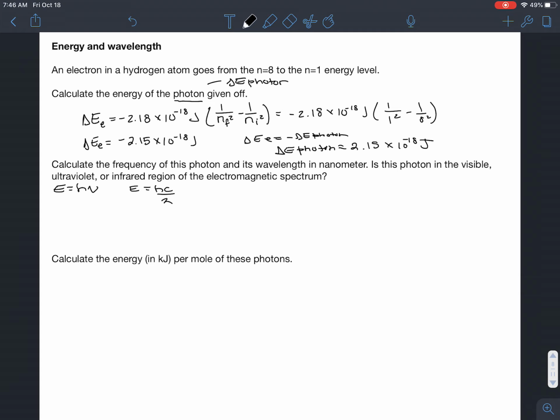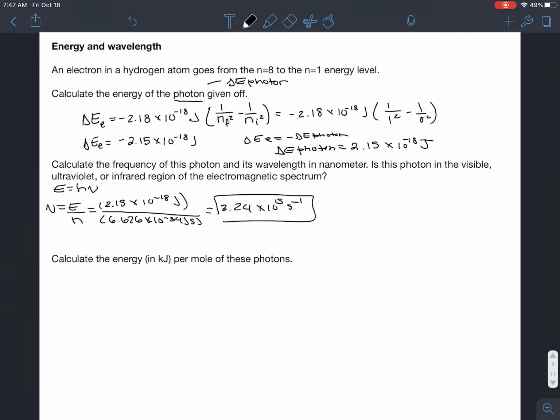So you have to use here the energy of the photon because you care about the wavelength of the photon and its frequency. Doesn't matter which one you solve first. I'm going to first solve for frequency. So frequency will have to be energy over Planck's constant, which will be my energy of 2.15 times 10 to the negative 18 joules divided by Planck's constant, which equals 3.24 times 10 to the 15 inverse seconds. That's my frequency.